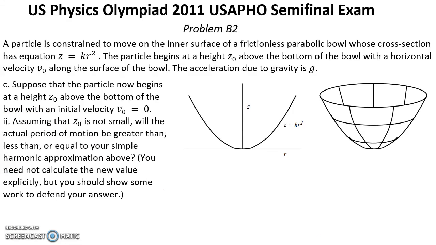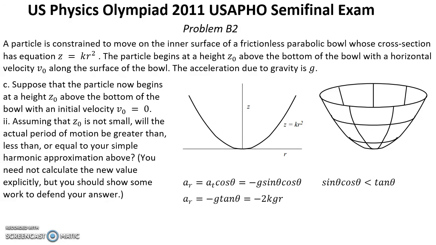Part C, question 2. Assuming that z0 is not small, will the actual period of motion be greater than, less than, or equal to your simple harmonic approximation above? You need not calculate the new value explicitly, but you should show some work to justify your answer.